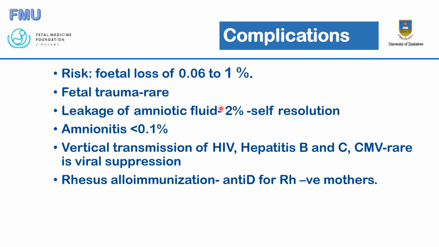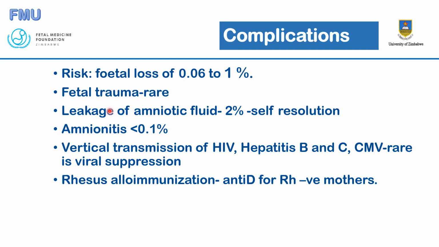We mentioned some of the complications, which we said are very rare. Fetal loss: I'll show you the latest evidence on what we know about amniocentesis and also CVS, that the fetal loss is very low, not as reported in all the books that some of us used. Then fetal trauma is very rare, because right now we do it under ultrasound scan guidance. Leakage of amniotic fluid, which occurs in about 2%, self-resolves, and we might never know of it because it's leaking into the abdomen.